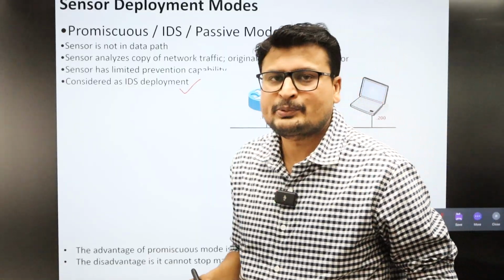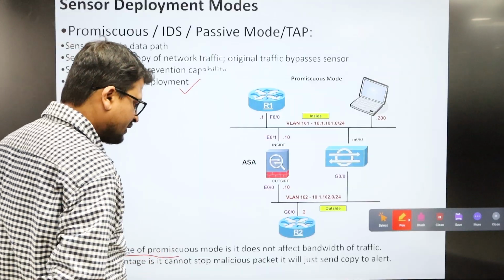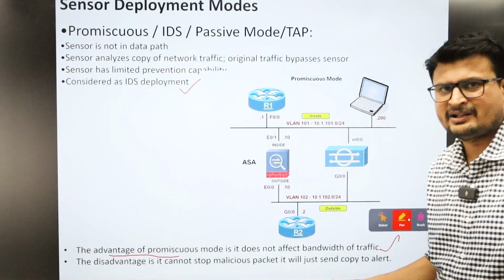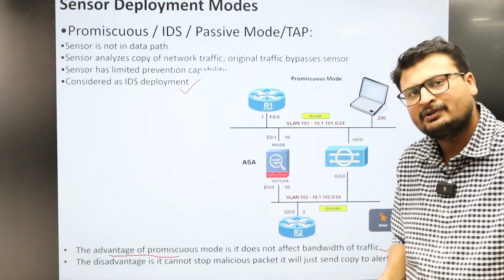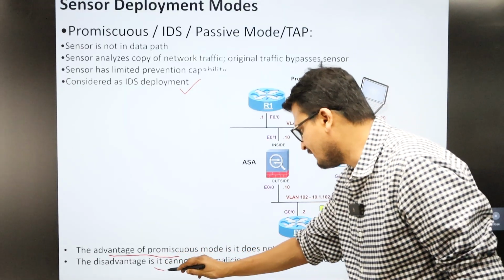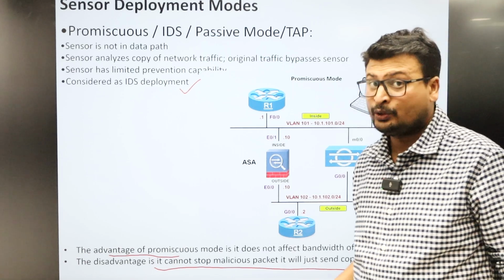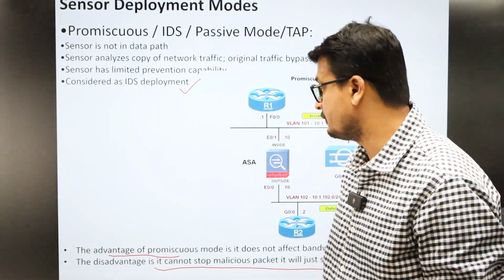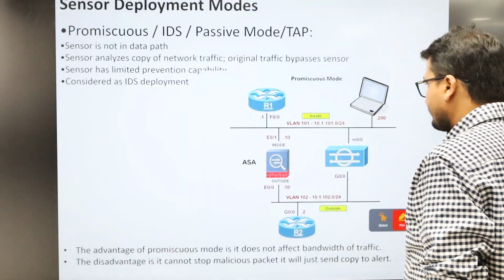As we don't have to check each and every packet, the advantage of promiscuous mode is that it does not affect the bandwidth of a company. Definitely no system check, no packet filtering, so bandwidth will be okay, right? The disadvantage is that it can't stop a malicious packet, right? As you know, it is deployed only for detection, not for prevention, right? Okay, now let's see the next slide.